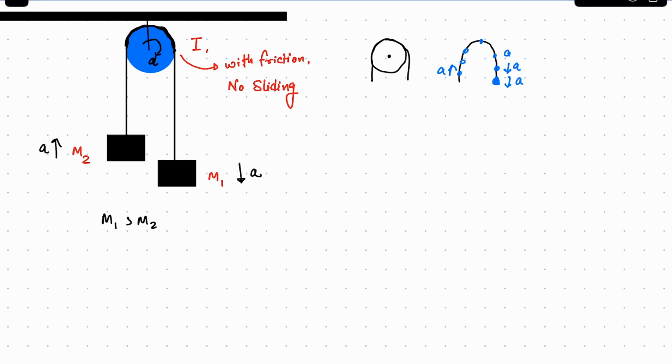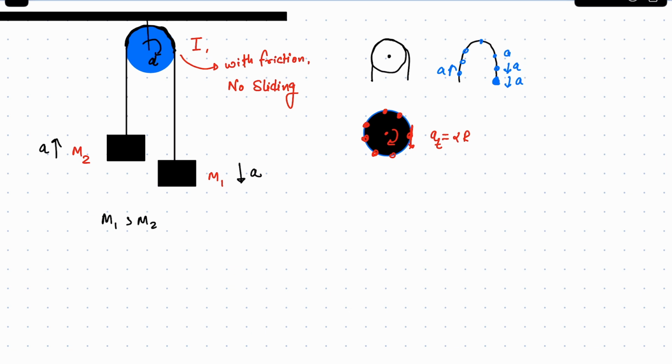Okay, now let's go to the pulley. If I take the pulley separately, this is our pulley, and on this pulley we have points like this. The acceleration of these points we can find using the concept of kinematics for rotational motion. As you know, if a body is performing pure rotational motion about an axis, then the relation between tangential acceleration and angular acceleration is a equals alpha r, right? So the tangential acceleration of all the points is alpha r.